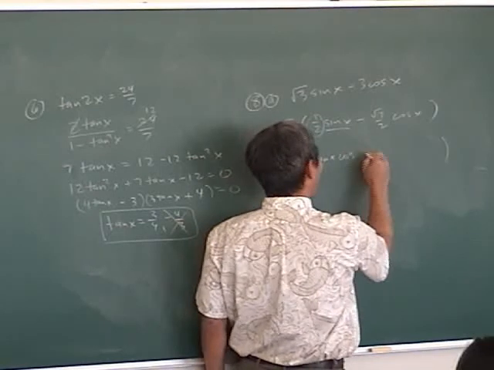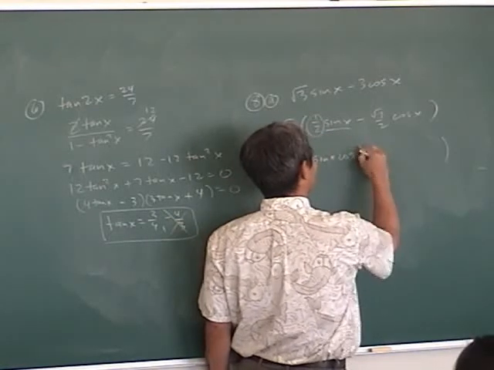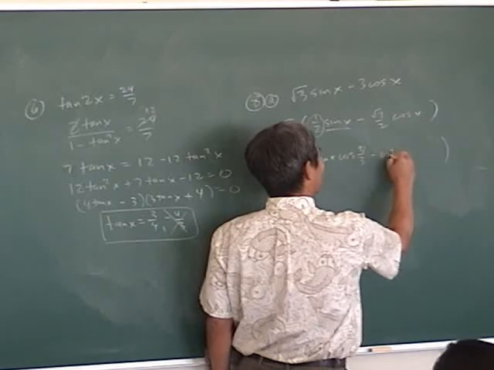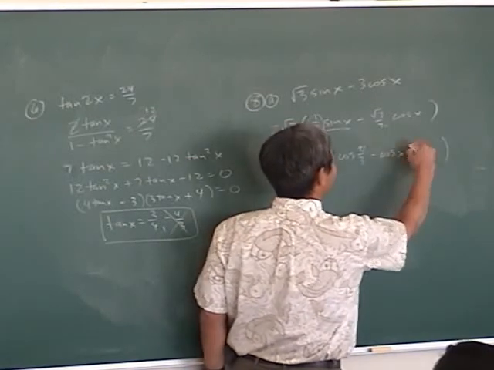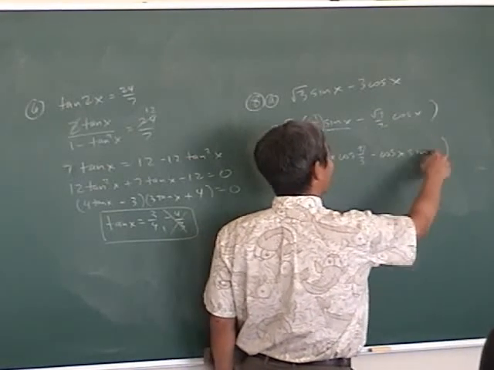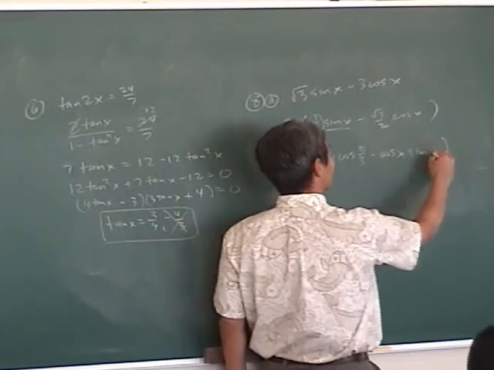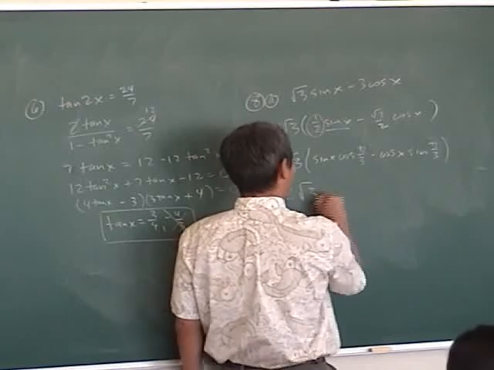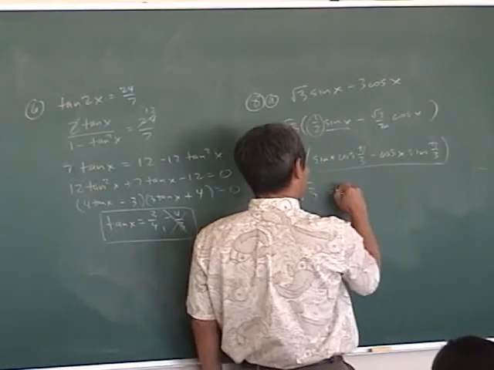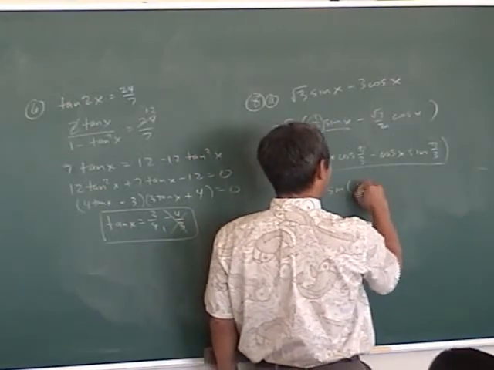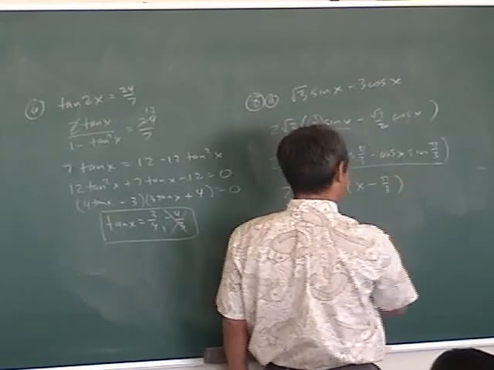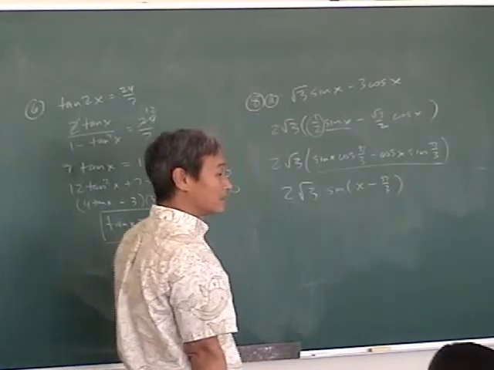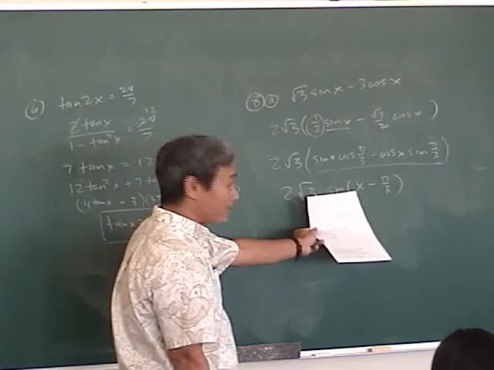Cosine of what will give me 1/2? Pi over 3. Then this is the cosine, then you got to change that one to sine again. Sine of what will give you root 3 over 2? Pi over 3. That's the identity for sine of x minus pi over 3. And that's it. See, and the variable got to be first though.